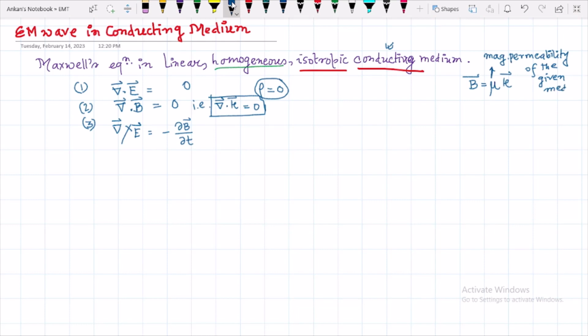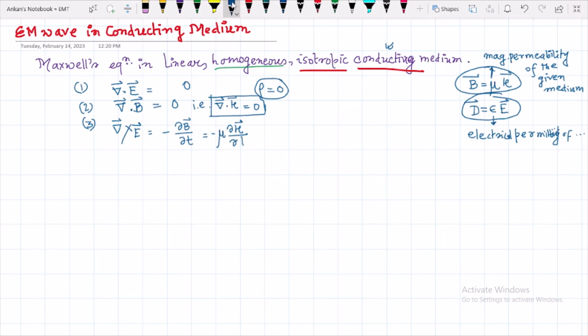Okay. Similarly, we can also write that the electric displacement vector is equal to epsilon into E, where epsilon is called the electrical permittivity of the given medium. Okay, so these are the two relationships between the magnetic induction vector and magnetic intensity, and the electric displacement vector and electric field. So from this we can easily conclude that this is nothing but equal to minus mu into del H del T.